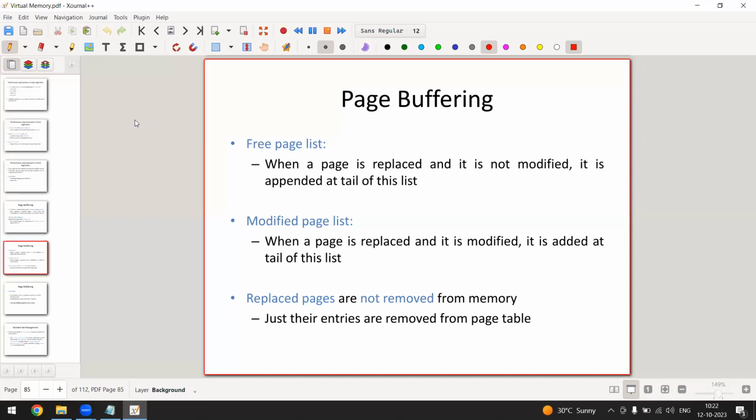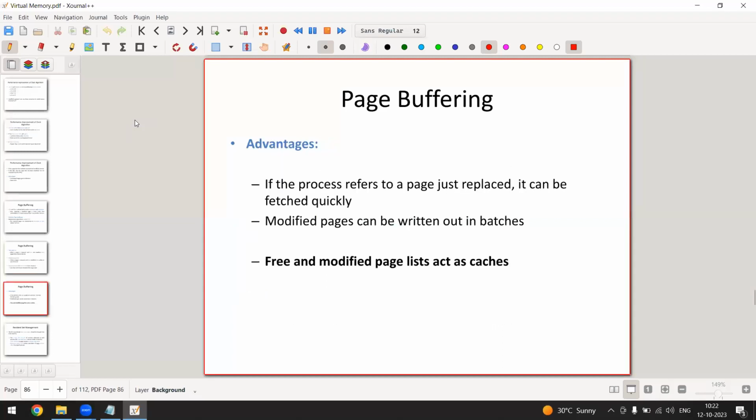But the performance is improved only by increasing memory, because for buffering you require some memory. So page buffering comes at some cost.